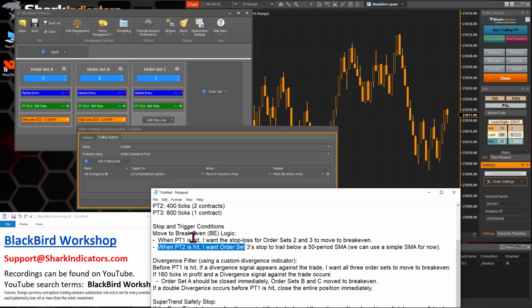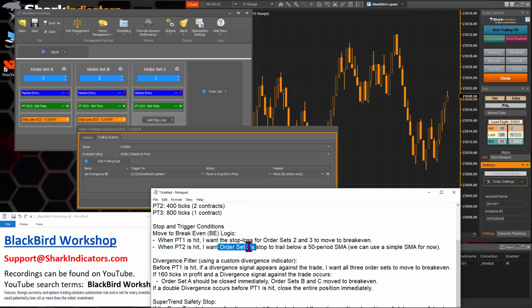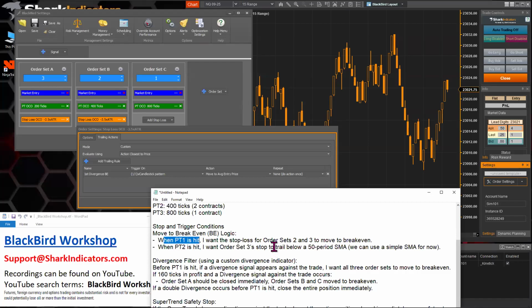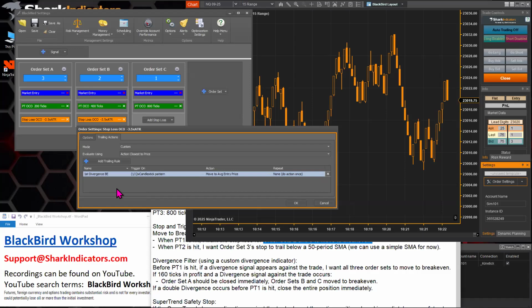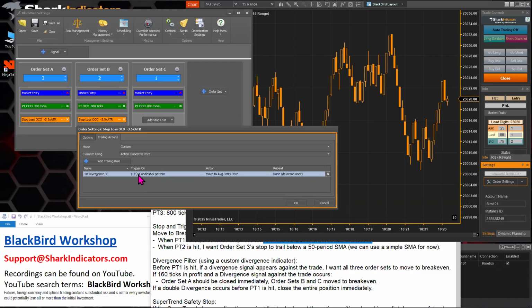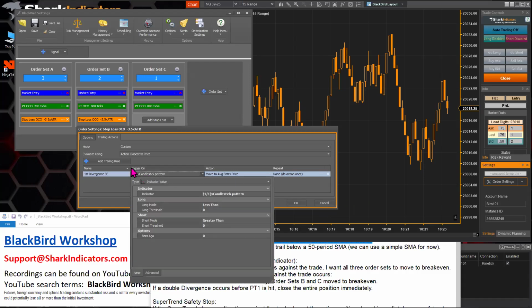Actually, no, we're not at order set B or C yet. We're not there yet. We do need to implement this one here. We do need to monitor if profit target 1 is hit so that we can then move the next 2 order sets to break even. So we do need to implement that. I'm actually going to add that to this.